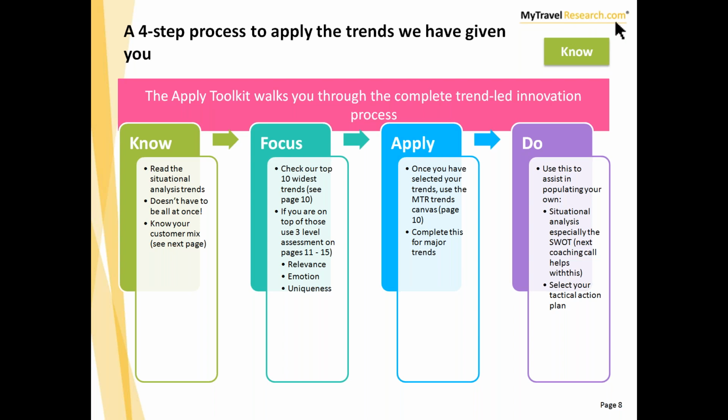Then we're going to apply 3 tests to the trends that is unique to your organization or your business, and say, apply these to work out which bucket you're going to put those in, such as the do now bucket. Then we're going to show you how to apply those using a trends canvas, and then complete this for all of your major trends. And then the final stage is to go away and start implementing that. That's the do phase. So let's spend a little more time thinking about the know phase.